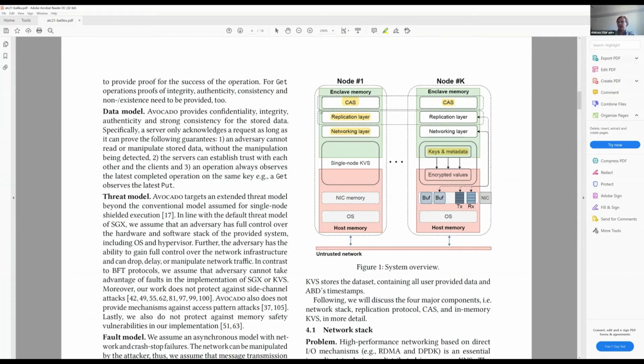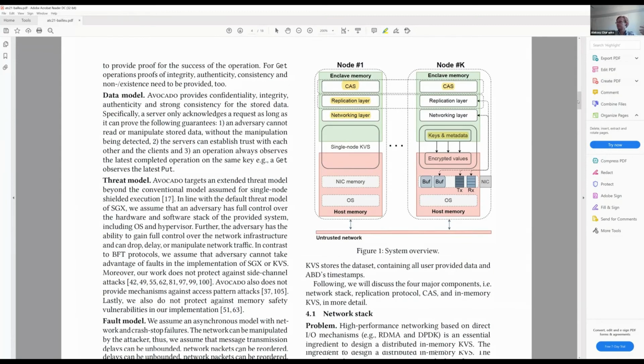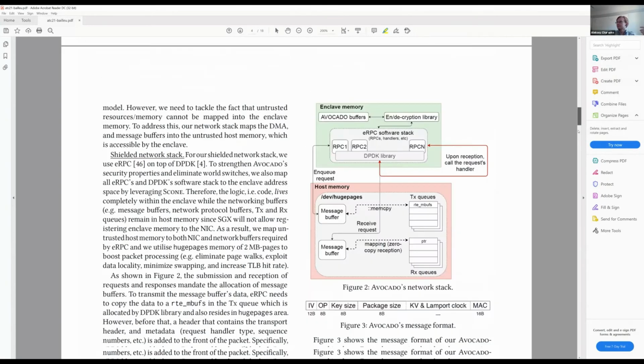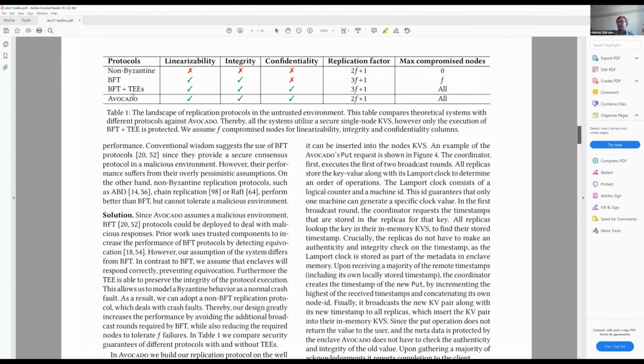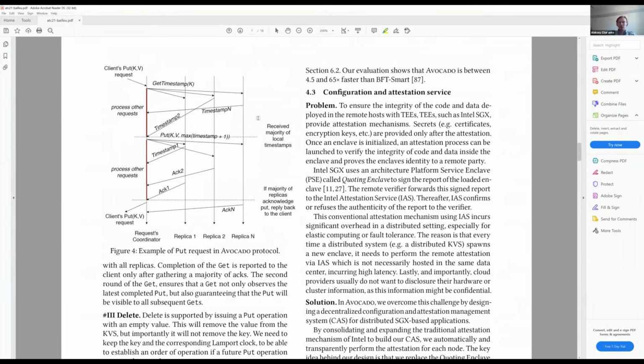So the replication is rather boring. It's an ABD protocol, so nothing special there. I'm not going to focus too much on this, but ABD is very similar to what is being used in Apache Cassandra to a degree.